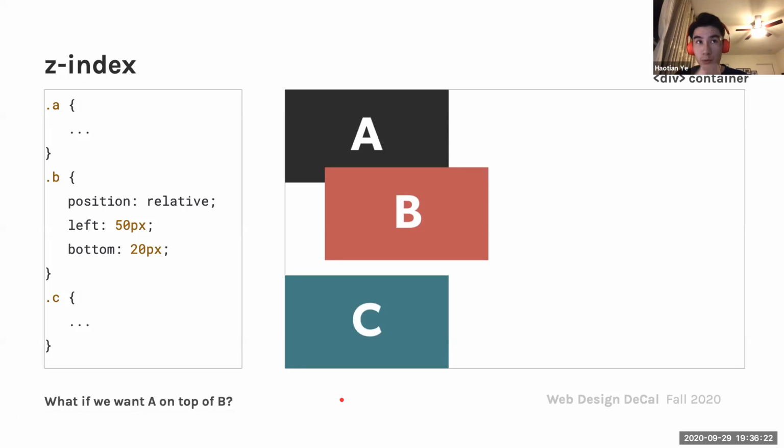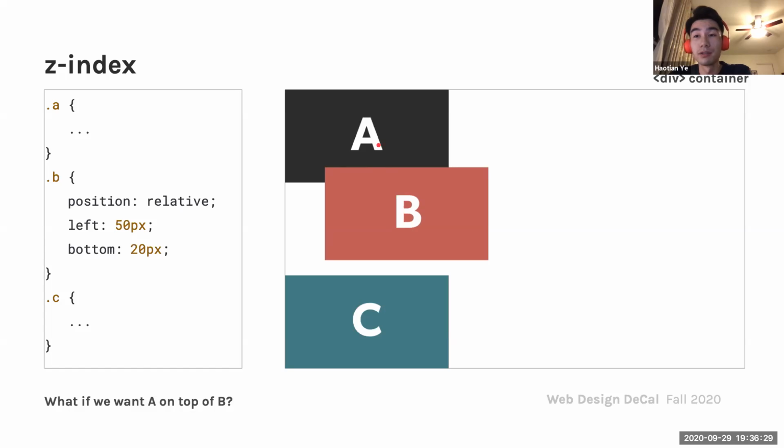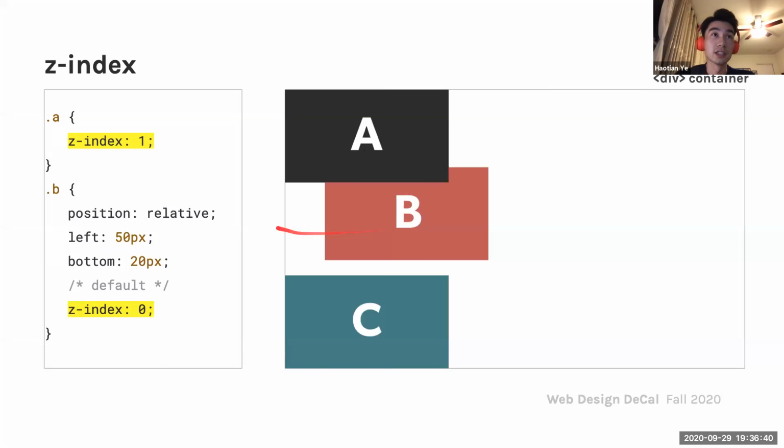So we'll go back to our example of position relative. You notice how B is on top of A, kind of, but what if we wanted A to be on top of B? So we're playing around with the layers, the hierarchy of things on your web page now. With Z-index, we can specify Z-index 1 for A and Z-index 0 for B. And Z-index 0 is the default for all things, even if you don't specify Z-index, but I just put it here for example.